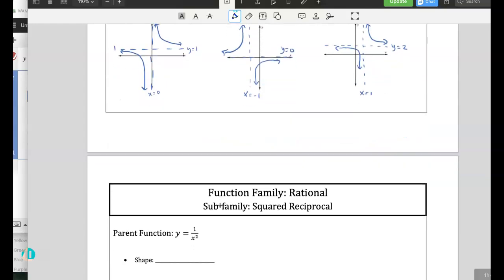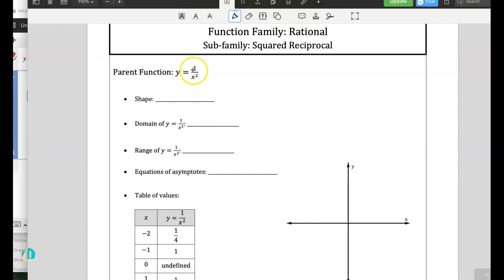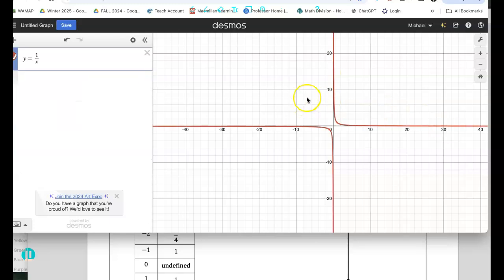And finally, the squared reciprocal. So the only difference here is that we won't have any negative numbers, right? Won't have any negative numbers. So this one looks virtually identical to this one on the right side of the y-axis.